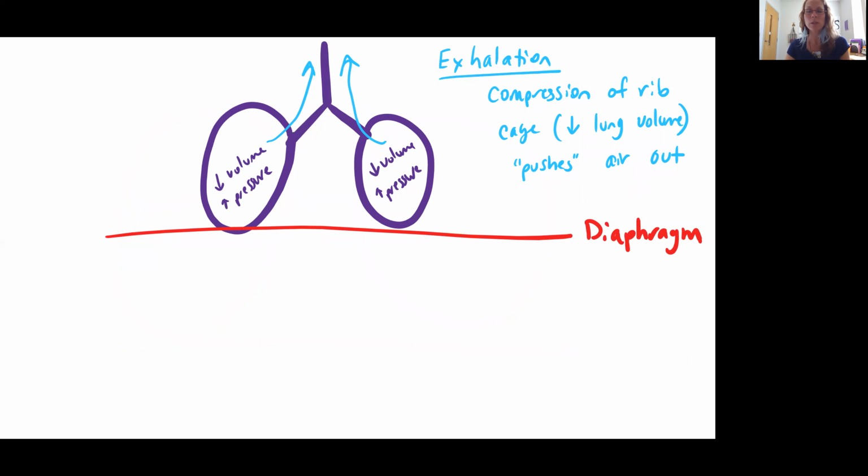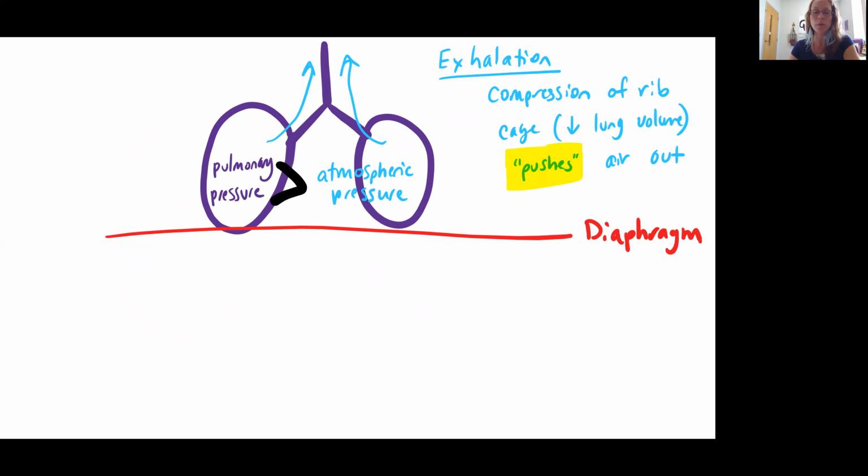Or when we do our exhale, we're going to compress our rib cage. We are going to make our lungs smaller, so decrease the volume. That's going to increase the pressure. So we can talk about that as the pulmonary pressure being greater than the atmospheric pressure. Gas is going to move from high to low pressure, so it's going to leave the lungs and go out into the atmosphere.